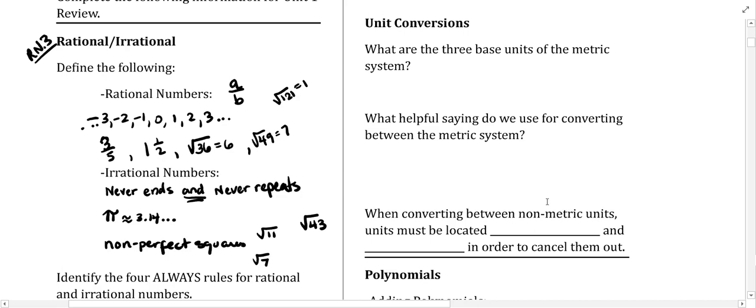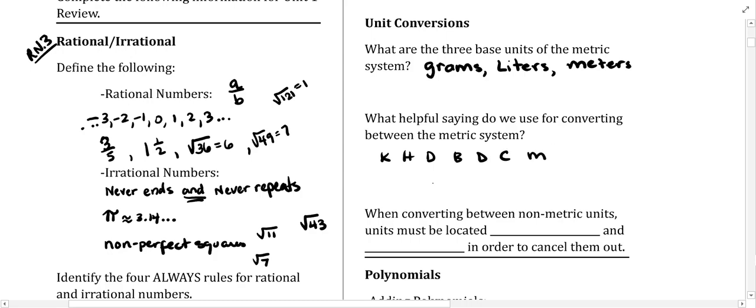Okay. Unit conversions. What are the 3 base units of the metric system? It's going to be grams, liters, and meters. What helpful saying do we use for converting between the metric system? King Henry died by drinking chocolate milk, right?